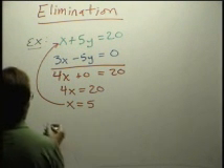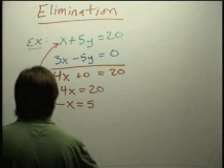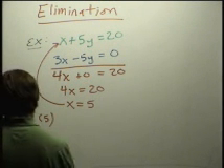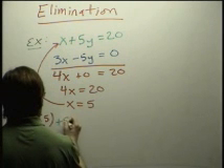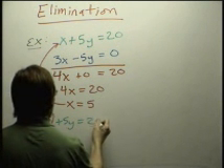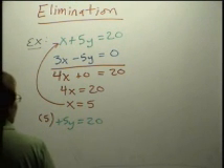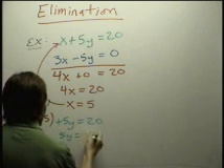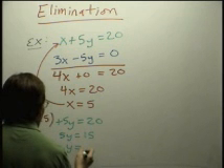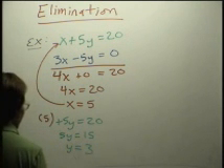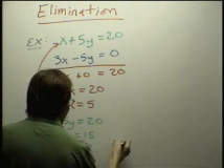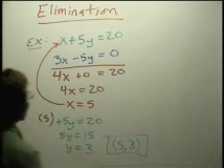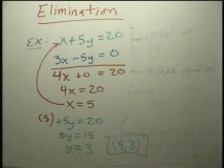And so what we get is that x plus 5y equals 20 becomes 5 plus 5y equals 20. And we solve this for y. So subtract 5 from both sides. 5y equals 15. Divide both sides by 5. We get that y equals 3. And so our solution is the point (5, 3). This was the same solution that we arrived at using the graphical method.